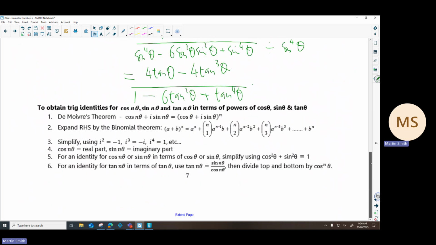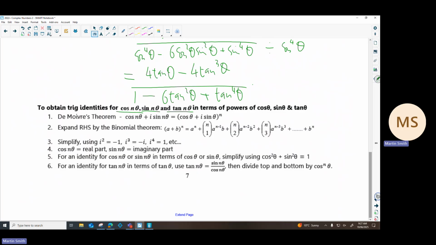So for now, folks, here's a summary of what we've done here. This is the method to prove a trig identity for cos n theta or sine n theta or tan n theta in terms of powers of sine, cos and tan using de Moivre's theorem. And in a further maths exam paper, if they want you to use this method, they are going to tell you you have to do it via de Moivre's theorem. There are ways to generate these identities without doing that, but that's what they're going to want you to do.